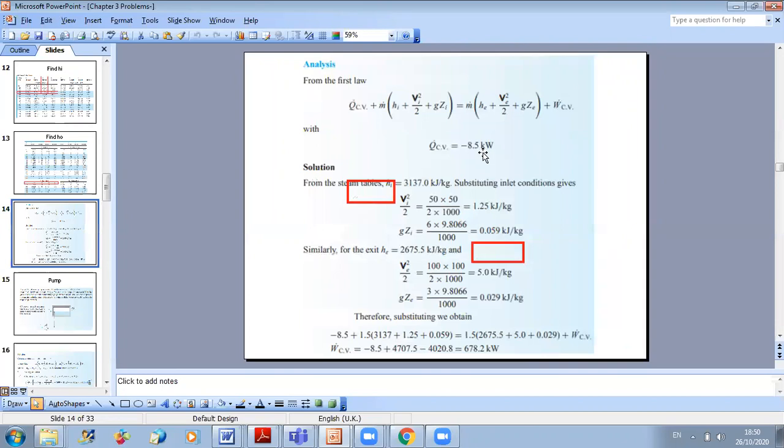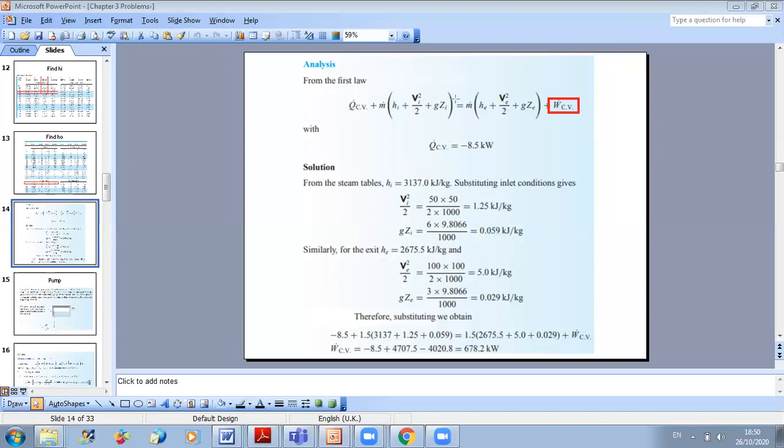Now please pay attention to the units. Okay, so if you are using Q in kilowatt, then also when you replace, H should be in kilojoule per kilogram. And if you have Q in watt, then you should replace H in joule per kilogram. So always pay attention to the units. Okay, now Q dot control volume is given. V inlet, Z inlet are given, V outlet, Z outlet are given. So I just need to find the work produced by the turbine. I want to find W dot of turbine, which is this term.